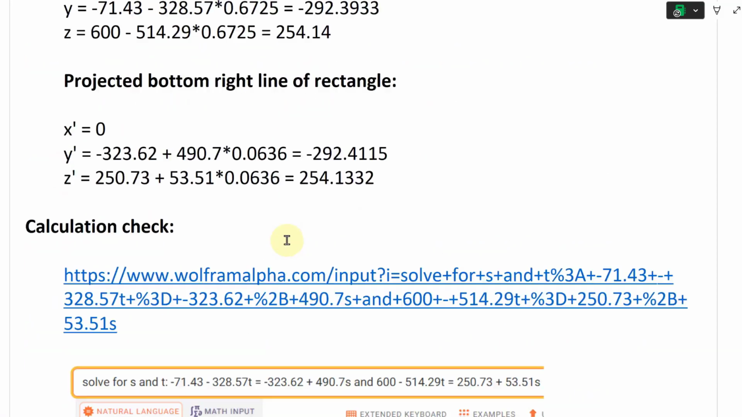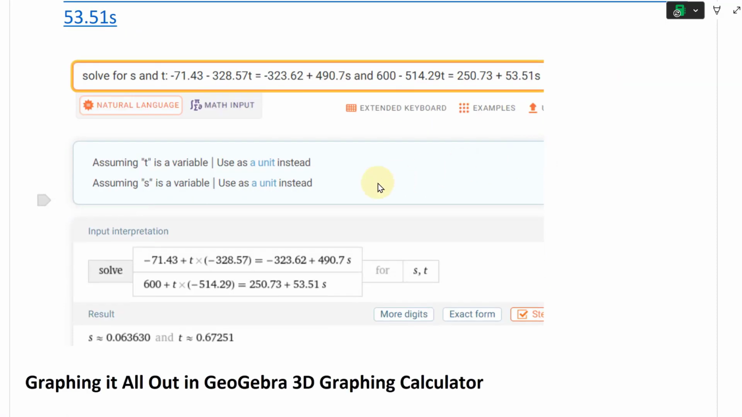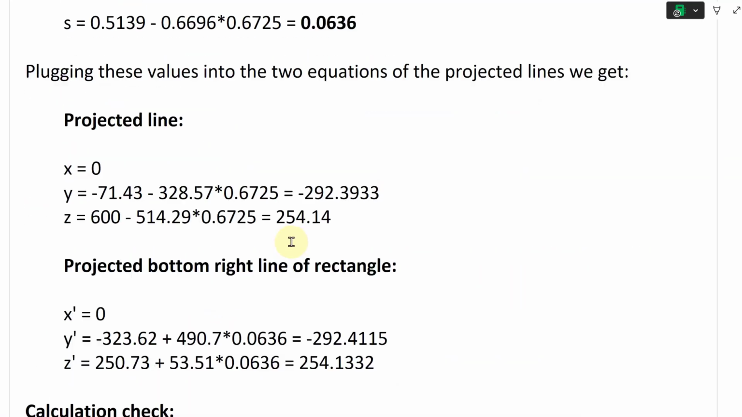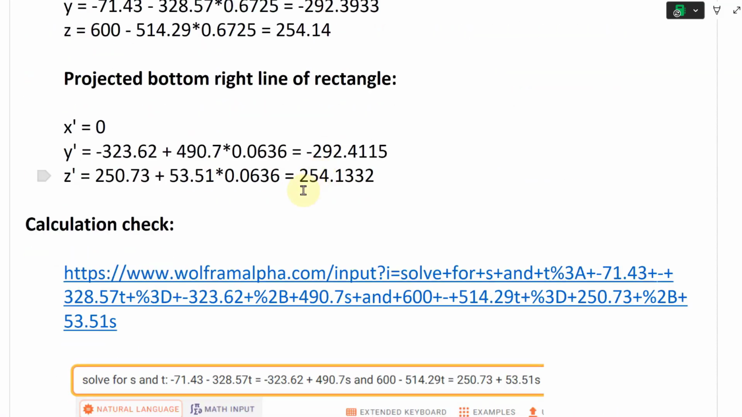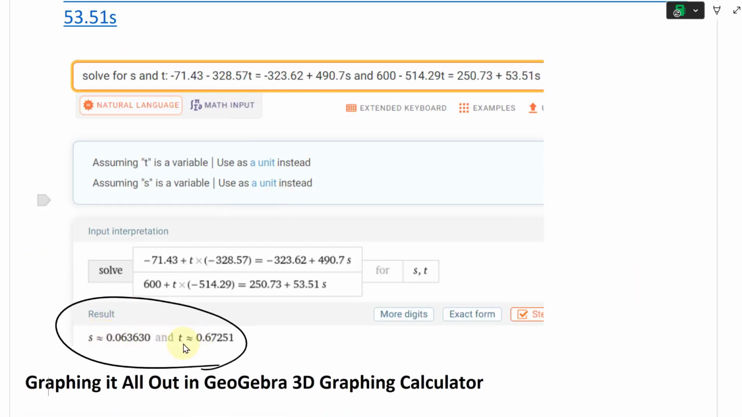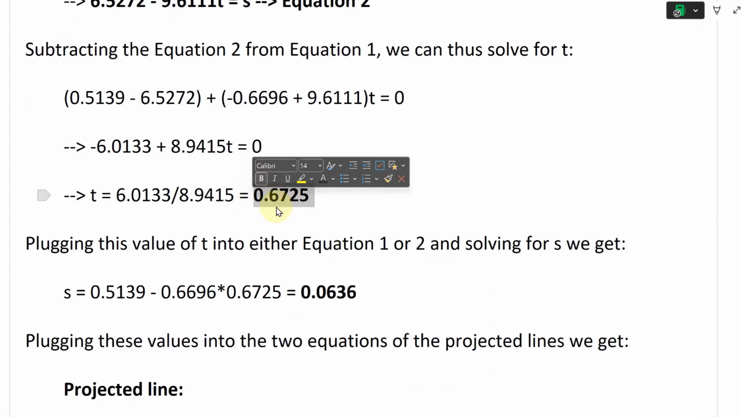600 minus 514.29, so 600 minus 514.29 t equals 250.73 plus 53.51 s. So plug all that in and it automatically solves it for you. Unbelievable. So s is approximately equal to 0.06363, and this one has more decimal places. Ours stopped at 0.0636, but there's another 3 there. And then t is approximately equal to 0.67251. And this calculator built in OneNote just stops at 0.625.